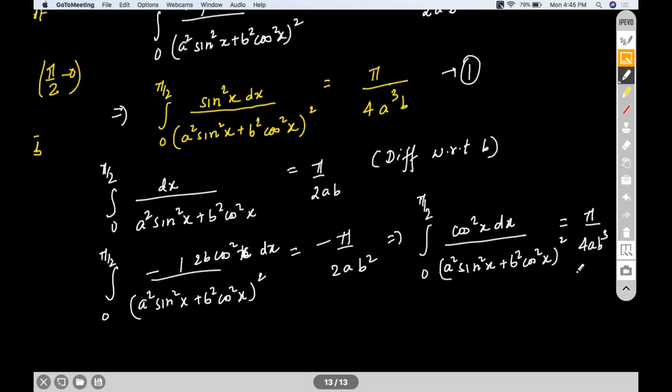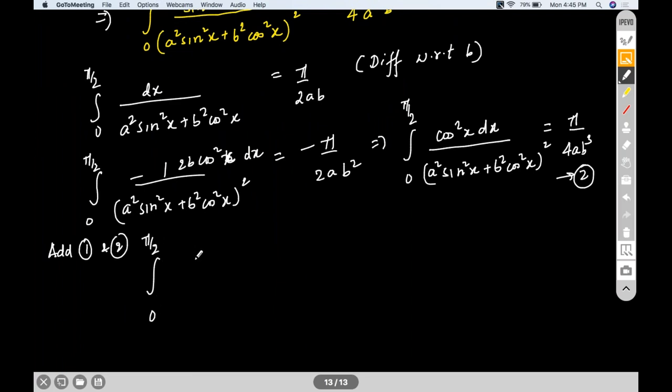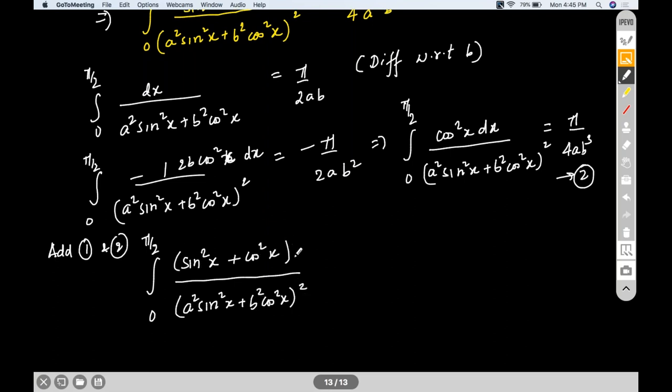Now let us add 1 and 2. Let's call these results 1 and 2 and add them. Any question? So when you add 1 and 2, it becomes integral from 0 to pi by 2. Since the denominator is the same, you can simply add up the numerators on the left hand side. So the denominator for both the terms is this, and you'll have sine square plus cos square. And on this side, you'll have pi by 4 a cube b and pi by 4 a b cube, right?